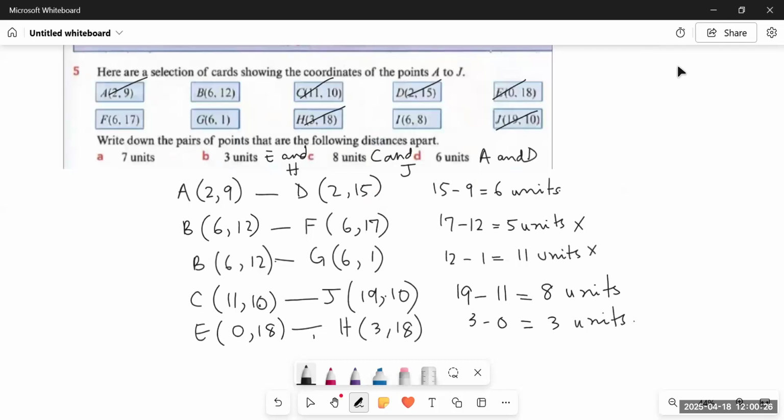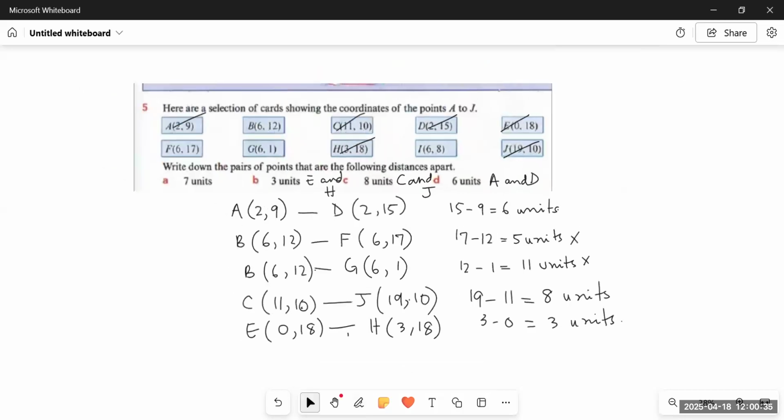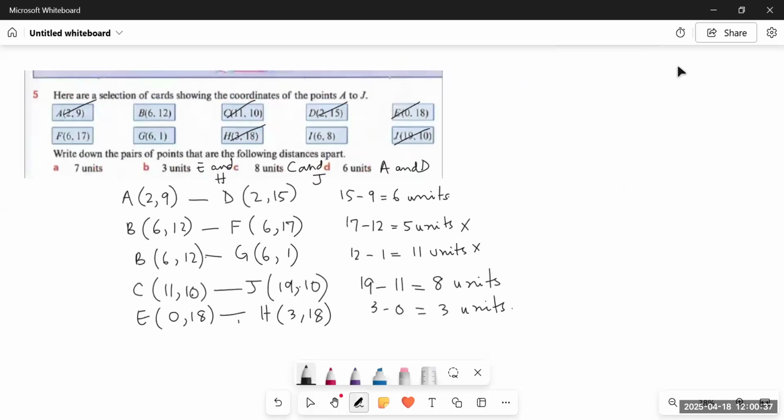So if we talk about F 6, 17, and for G 6, 1. So they have the same x coordinate. So the distance between the two would be 17 minus 1, but it's an option that is not available. So we'll just leave it out.